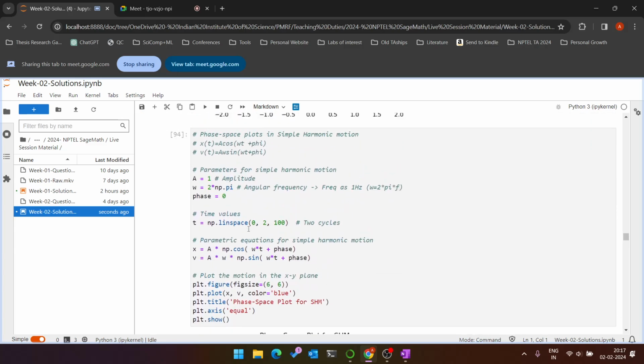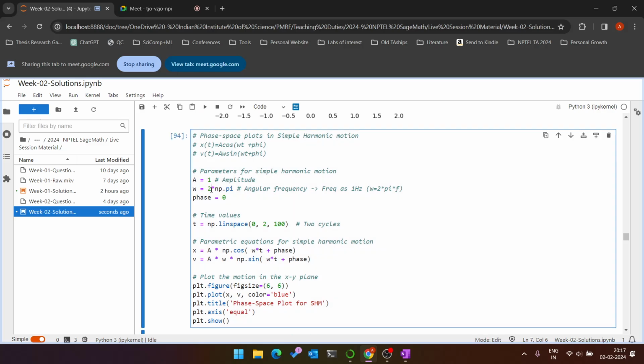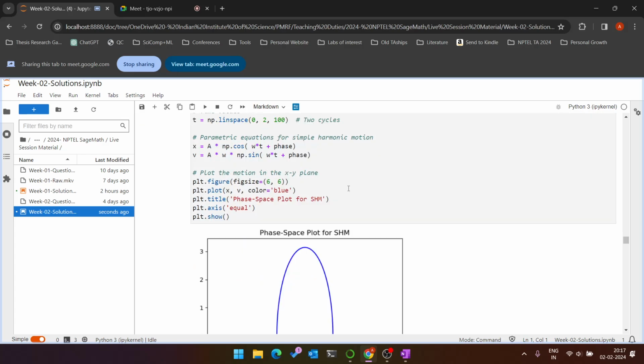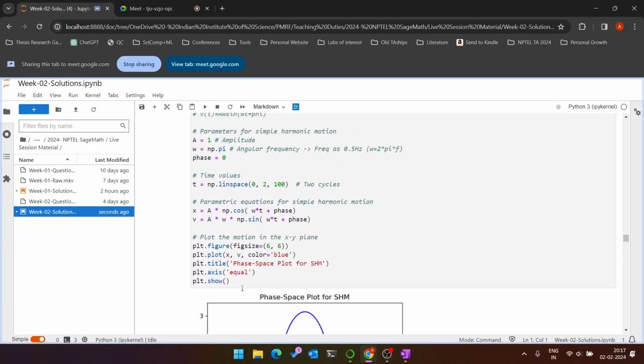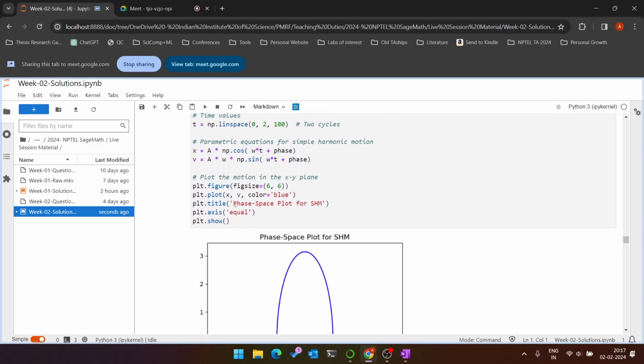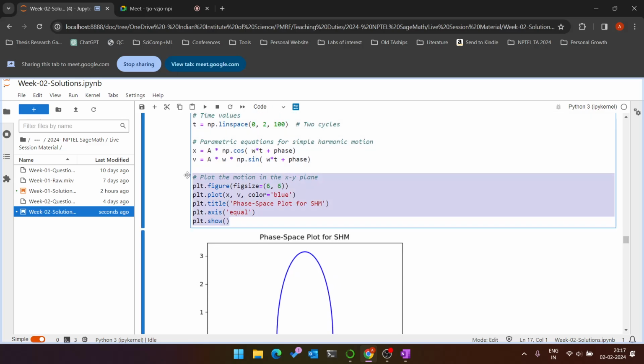And if I play around with this, suppose I set my frequency to 0.5 hertz, my phase space plot looks like this. Okay, and suppose I also want to see what my x comma t plots look like.